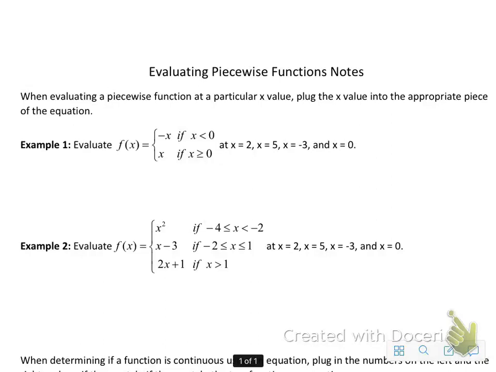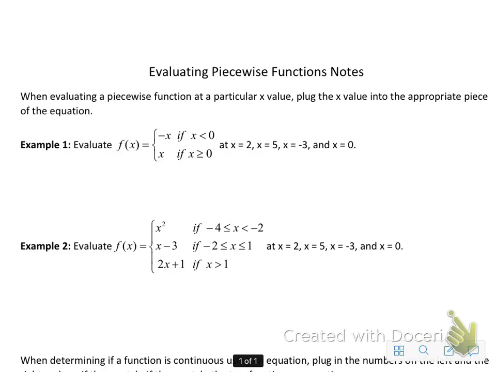Hi, today we're going to be evaluating piecewise functions. Now, evaluating piecewise functions, just like evaluating any function, would really most of the time just mean plugging an x value in. So, for example 1, it asks us to evaluate it at 2, 5, -3, and 0. So we're going to take our equation and plug in 2, 5, -3, and 0.